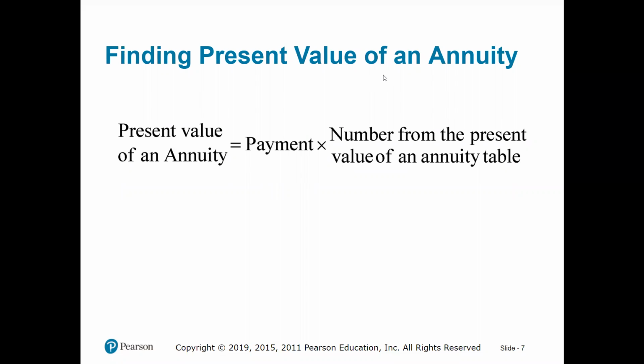Finding present value of an annuity. Present value of an annuity is equal to the payment times the number from the present value of an annuity table.